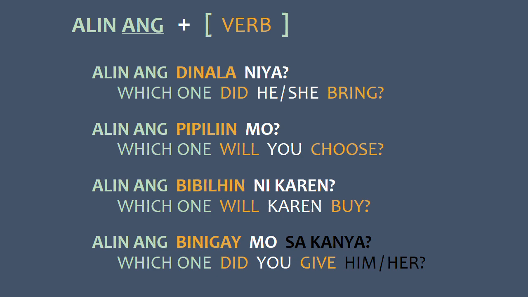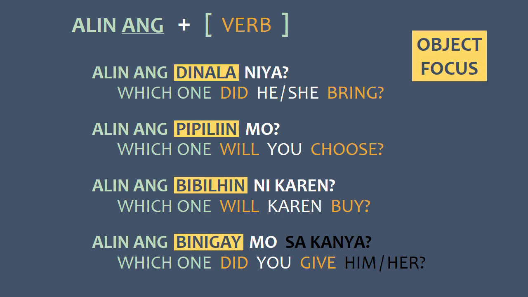If you look at our sentences, we used object-focused verbs in all of them. So take note of that when forming questions using alin. You use object-focused verbs. The reason behind that is when asking alin or which, the focus is not on the actor or doer of action. It's the object. So don't use actor-focused verb. Use object-focused verbs.